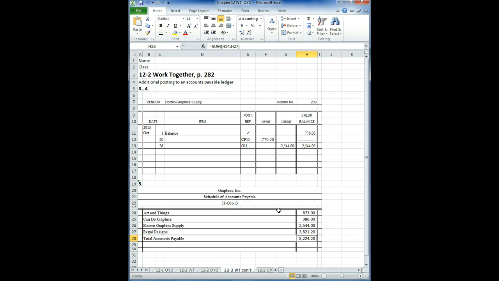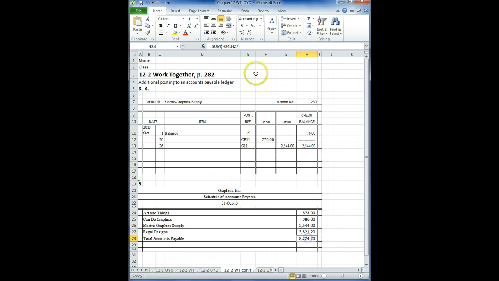If we continue reading this problem, it says our accounts payable balance in the general ledger on October 31st is $8,224.20. Do they match? Did we have $8,224.20? Yes, and that's what we have in our ledger when we looked. I really wish they would give you a complete ledger so you could see it, but they just tell us. So it's the same, so we're good. It says save your work to complete work together on pages 295 and 302. But we're not done with this problem.